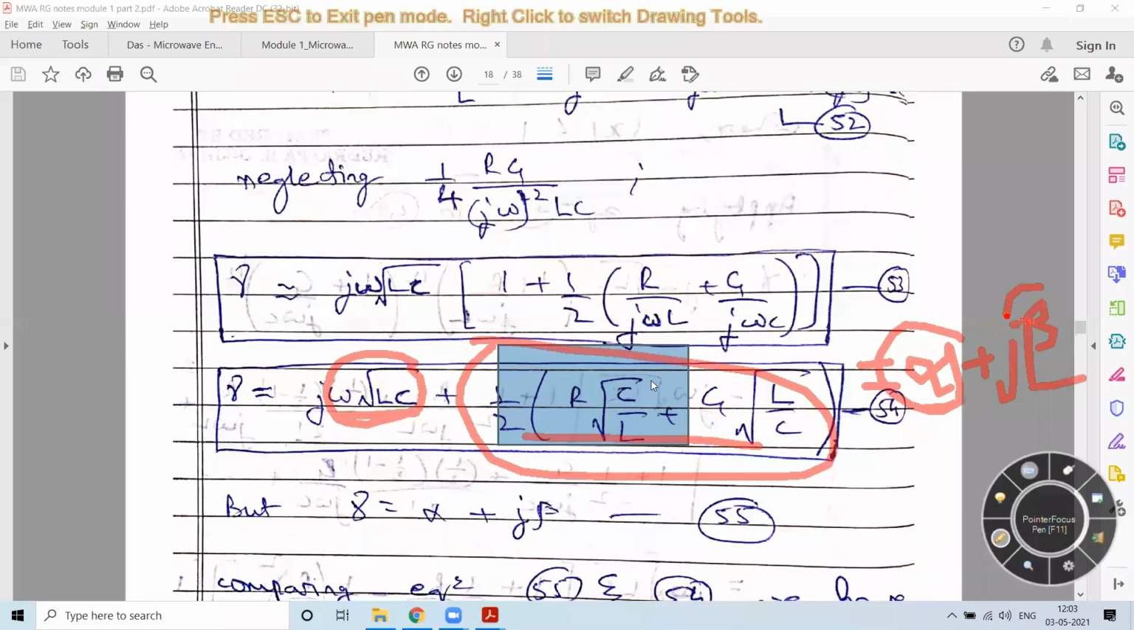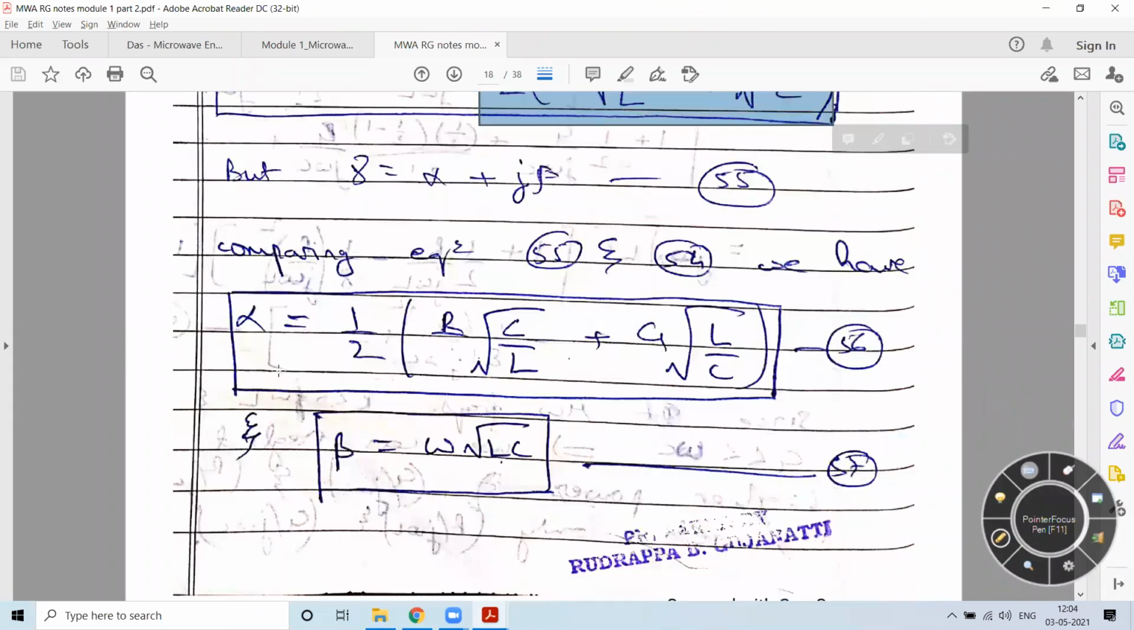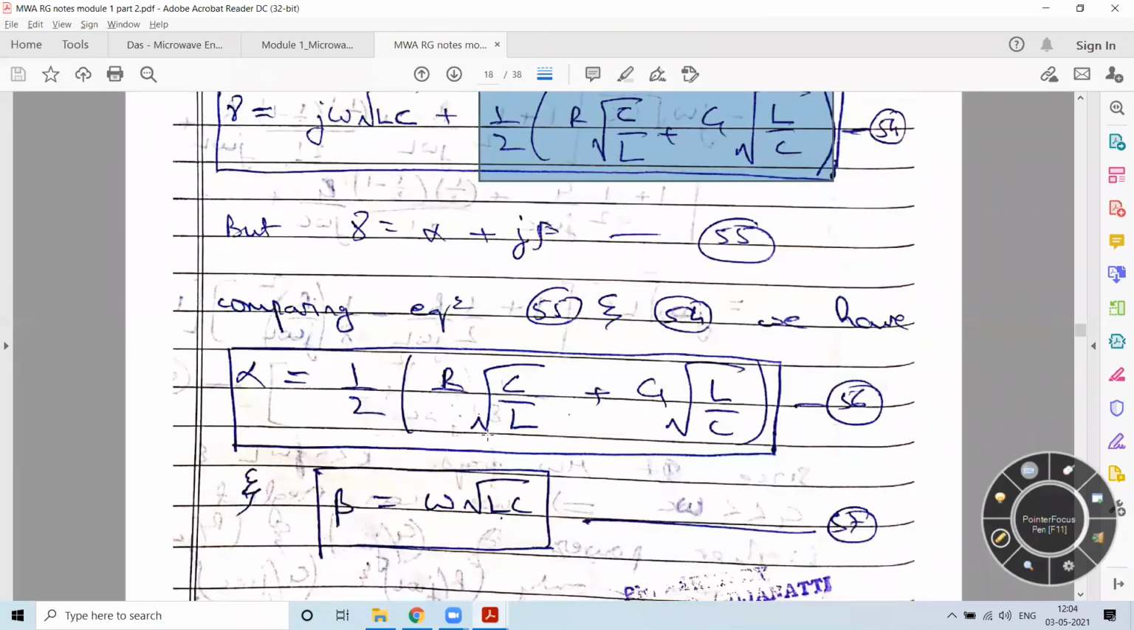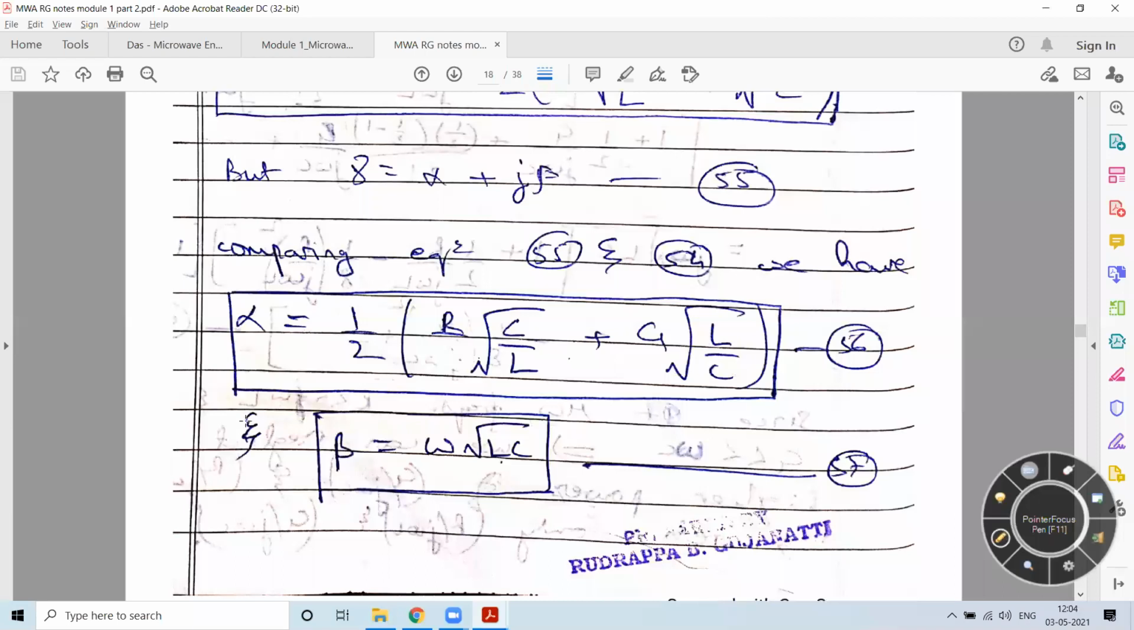So here what we have: if I compare the real part of this equation, I get the value of alpha. Therefore alpha will be equal to half into R into square root of C by L plus G into square root of L by C. And when I compare the imaginary part, this is equivalent to beta, which is given by beta is equal to omega into square root of LC. So these are the alpha and beta parameters that we have obtained.